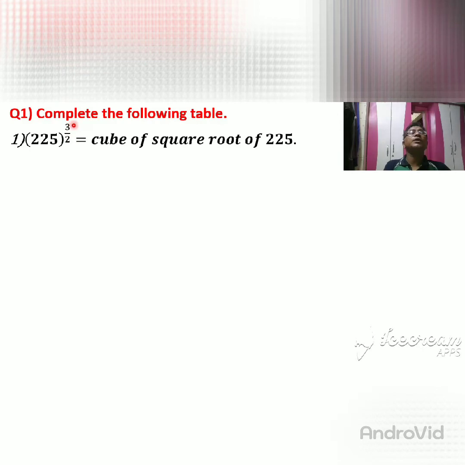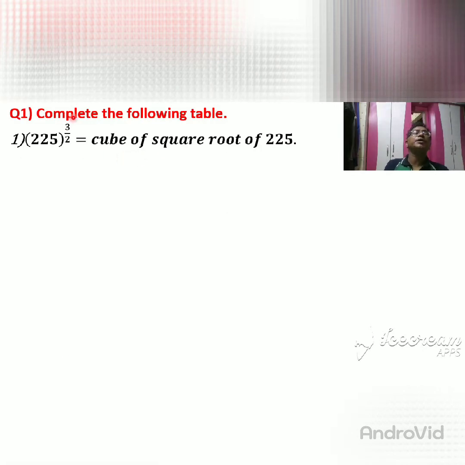See, the numerator we call the power. Okay, so here the power is 3, which is the cube, so cube, and the denominator is root, so the cube of the square root of 225. Such a way, see here, cube of square root of 225. Are you understanding how to read this?